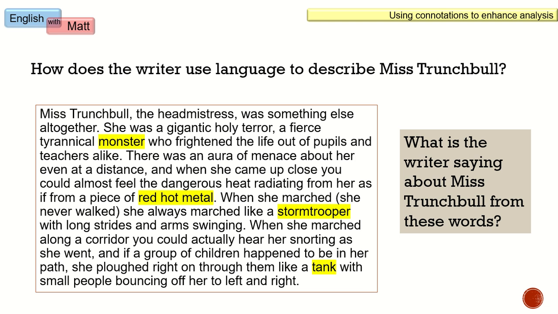So the question before we go further is, what is the writer saying about Miss Trunchbull? What is the writer trying to tell us about this character without telling us directly? Instead, the writer is telling us indirectly through likening her to these particular objects, these nouns, these things. So in doing that, what is the writer saying about her? And the answer to that will probably be something to do with the connotations that these highlighted words have.